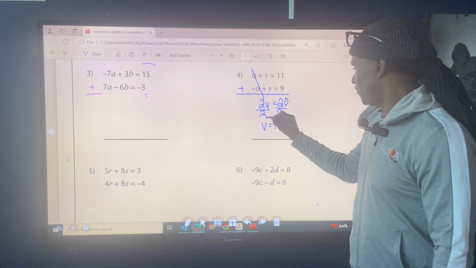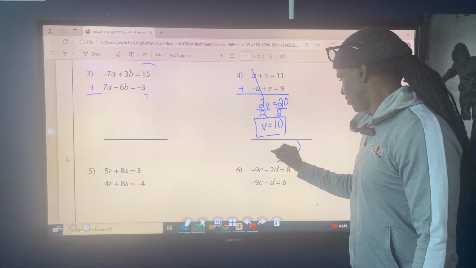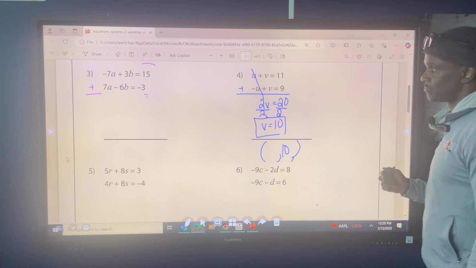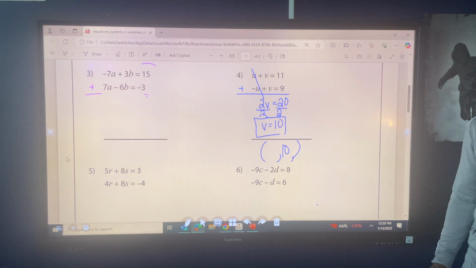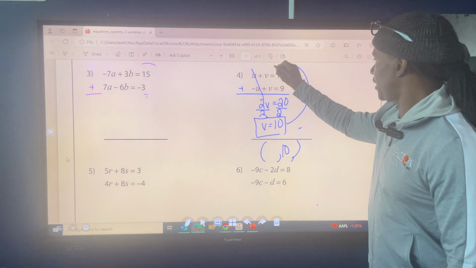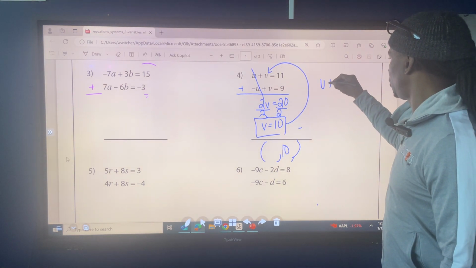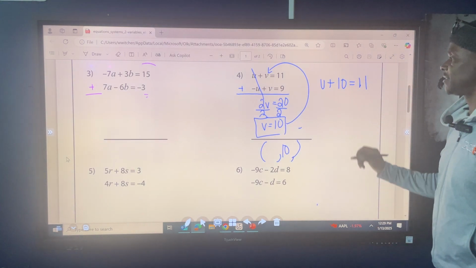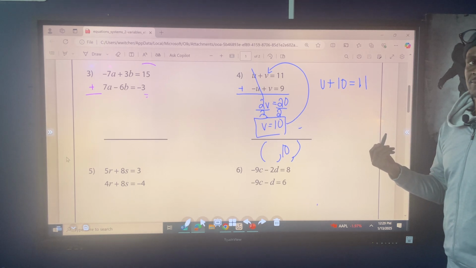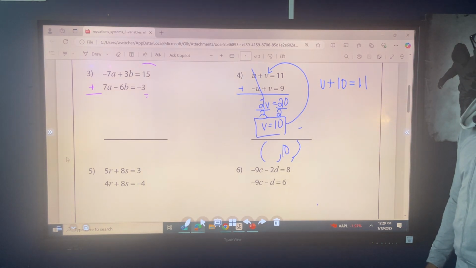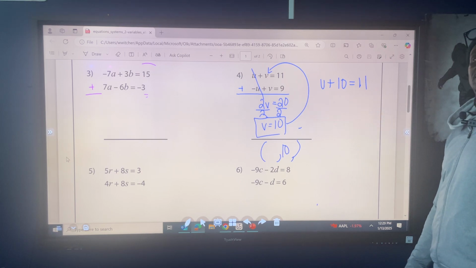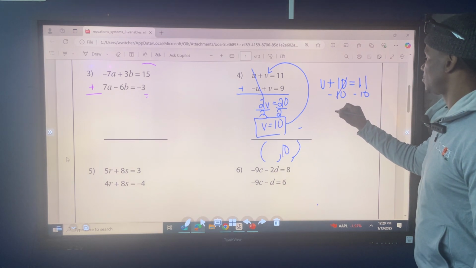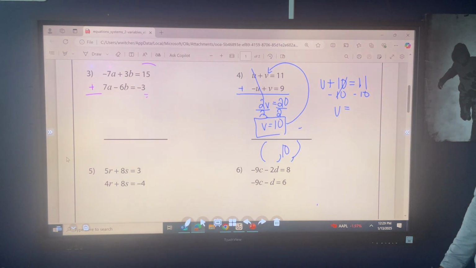Now that you have the V, which is the second one, which are we going to plug it back into, the top or the bottom? The top. Top equation. Take that, plug it into the top equation. You got U plus the new V, 10, equals 11. What do you do on both sides with that 10? Subtract. Then my U is what? U is 1.